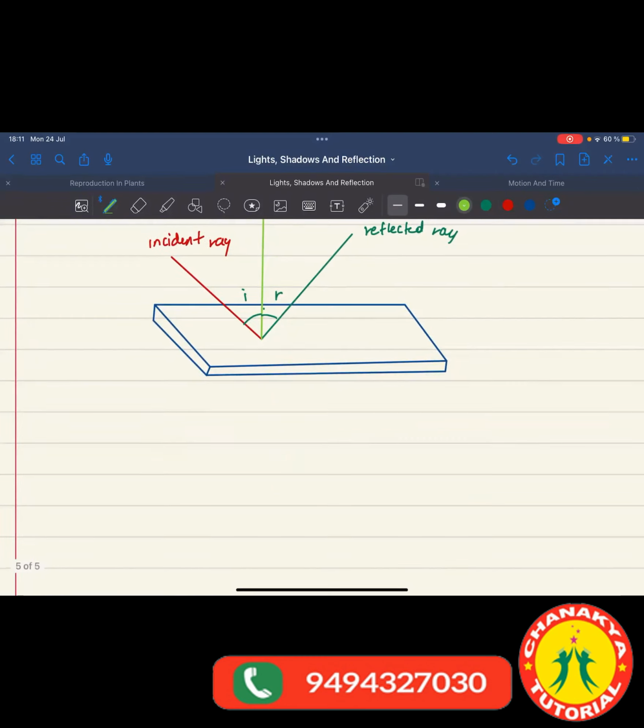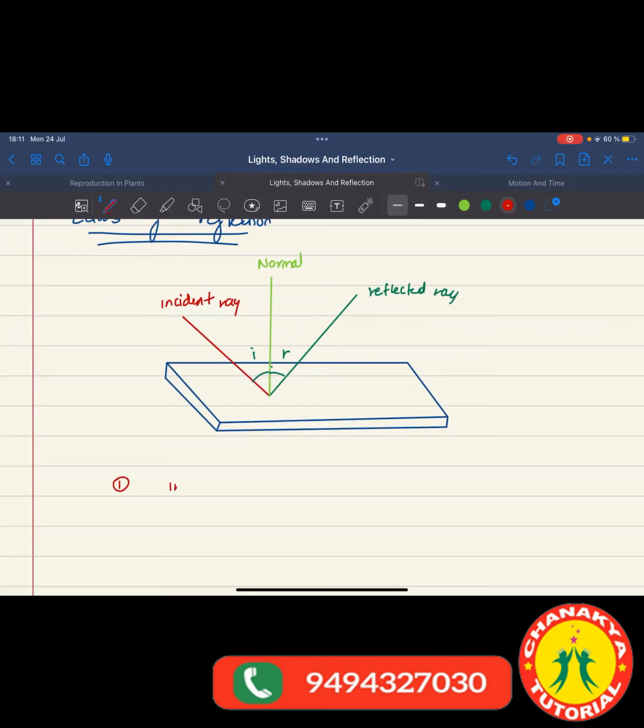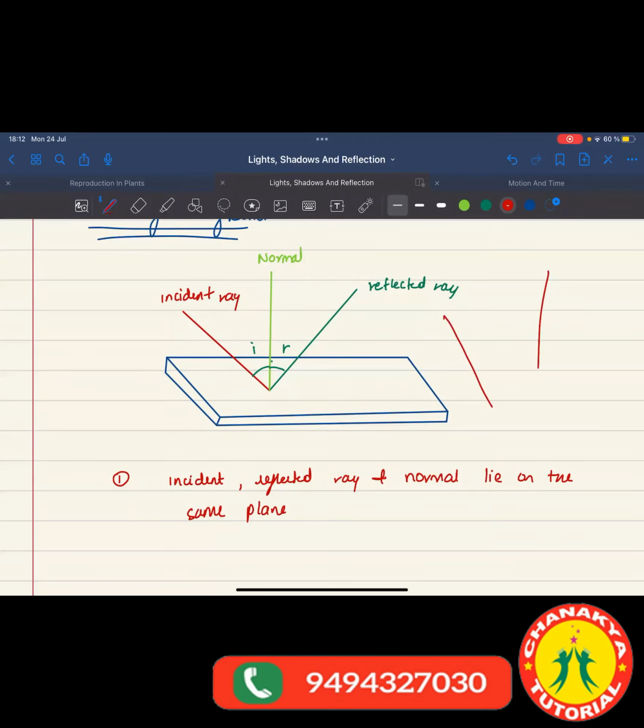So the first law is that the incident ray, the reflected ray, and the normal lie on the same plane. You can see that it's not like incident is somewhere and normal is somewhere else. It's all on the same single plane. So that's the first law.